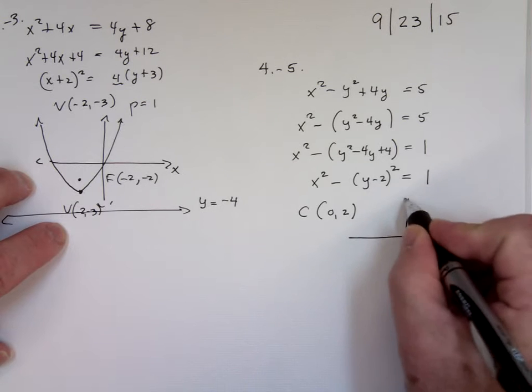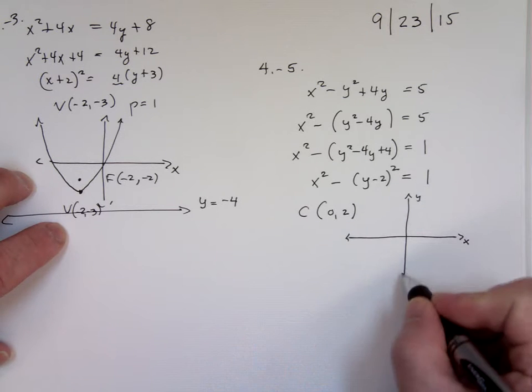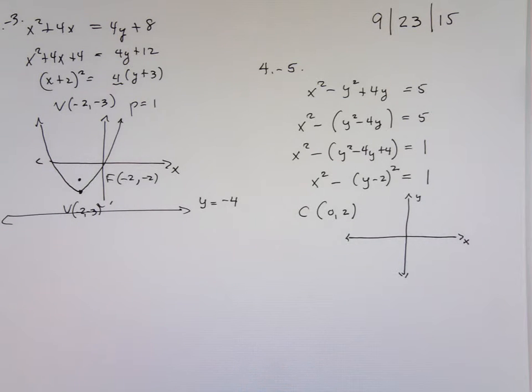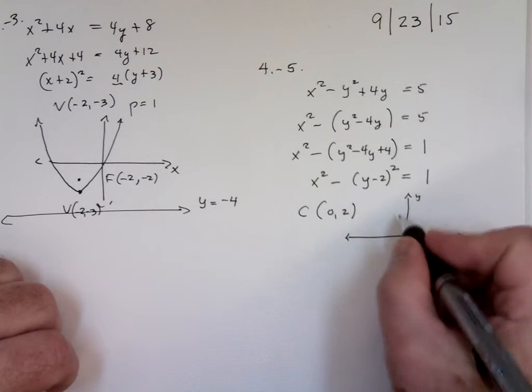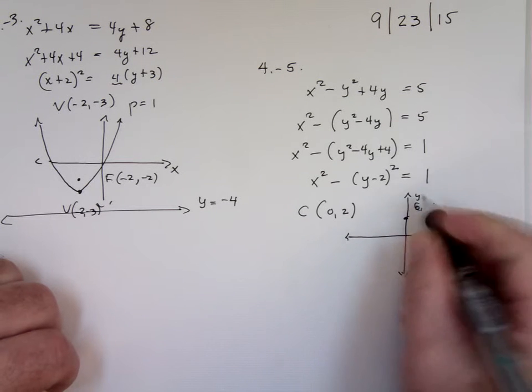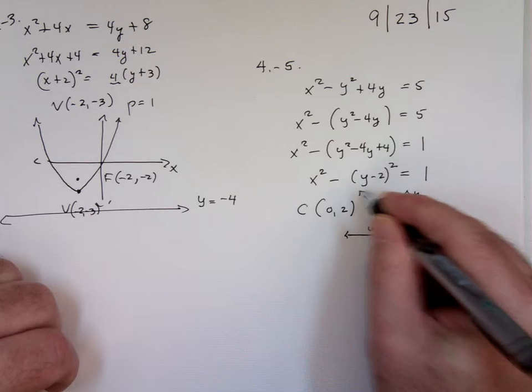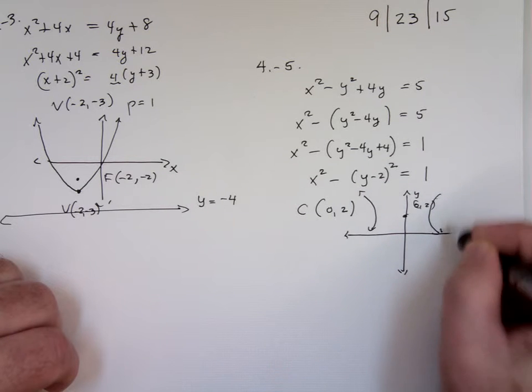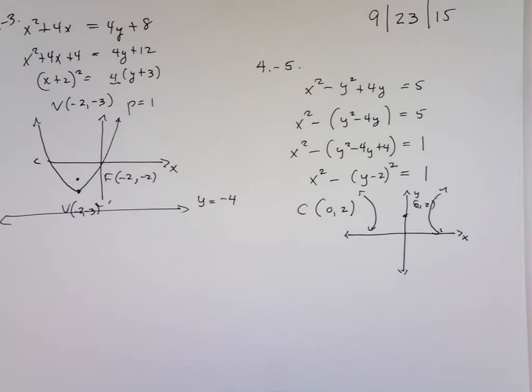Questions? No. Okay. The center is 0, 2. It goes like this, left, right. So the answer to 4 is A, left, right. The center is 0, 2, B. Okay. Anybody else?